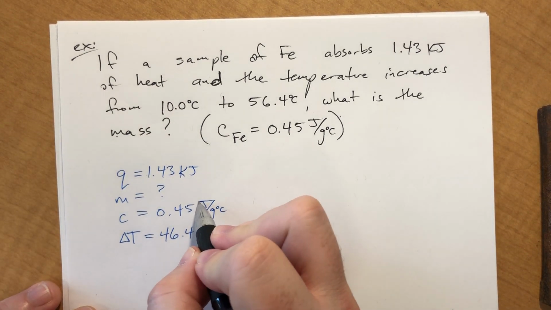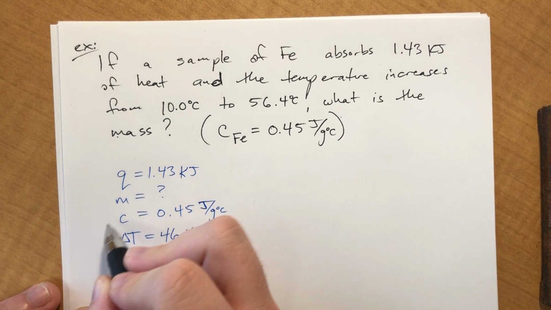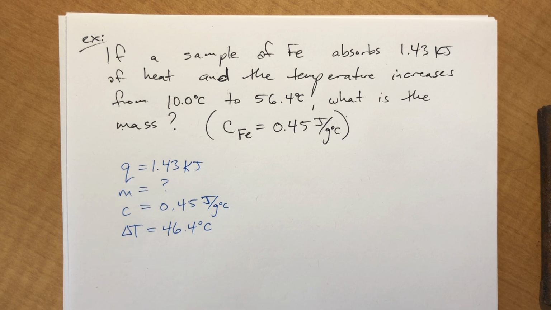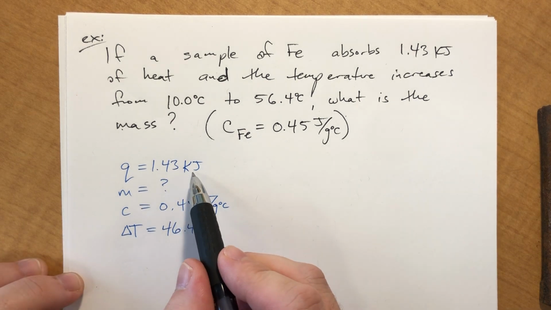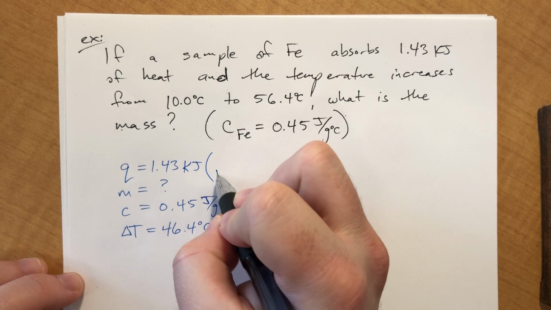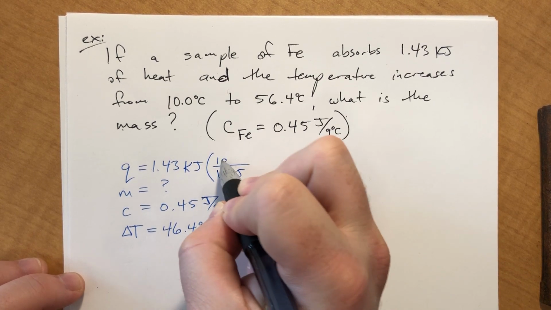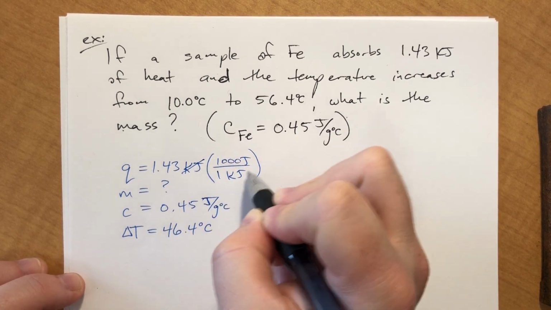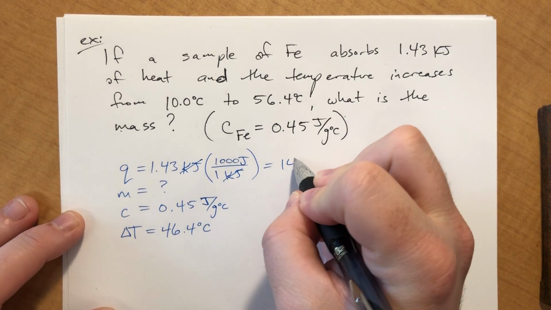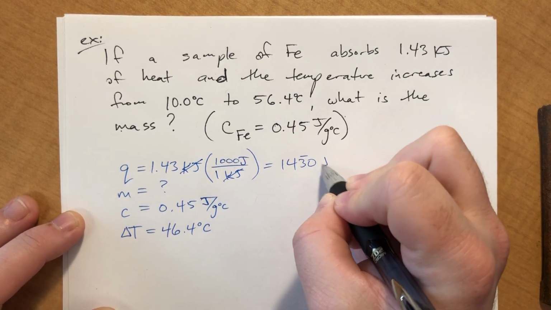I will tell you that joules per gram degree Celsius, the units for specific heat, are going to determine what all the other units need to be. I know a lot of my physics students, my pre-engineering students, are really bad about not checking their units. You need to make sure they cancel out. This is kilojoules, this is joules, something's got to change. So, turns out that 1 kilojoule is 1,000 joules, so cancel out kilojoules and get joules. So the answer is 1,430 joules.